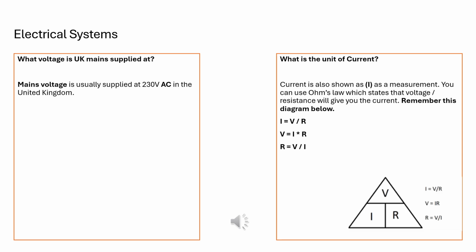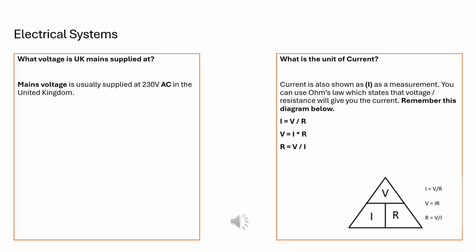So our last question today: mains voltage is usually supplied at 230 volts AC in the United Kingdom. Current is shown as an I measurement. You can use Ohm's law, which I'll talk about in future videos, which states that voltage divided by resistance will give you the current. This diagram below might help you when you're working this out.